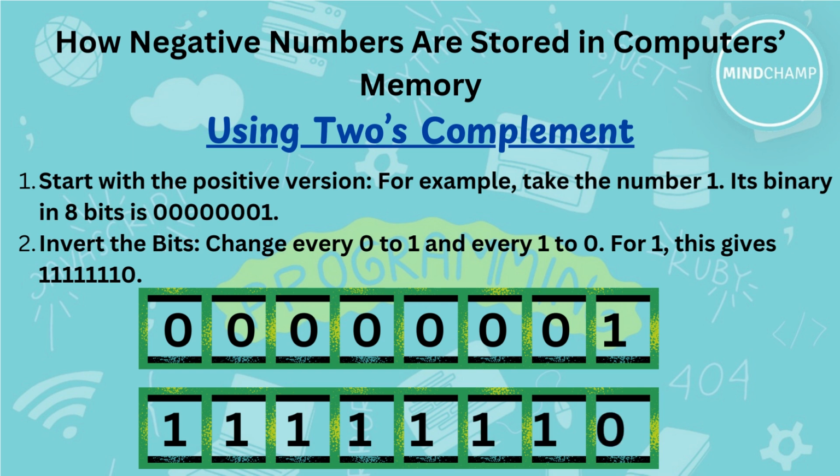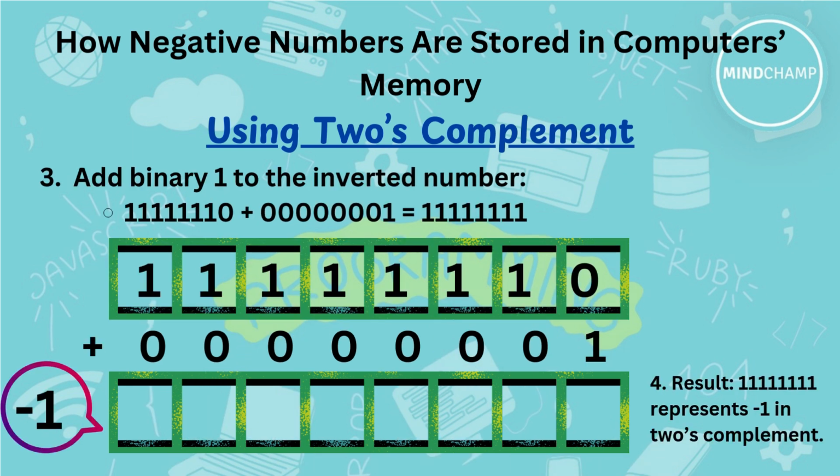Change every 0 to 1 and every 1 to 0. Step 3: Add binary 1 to the inverted number. Result: 11111111 represents -1 in 2's complement.